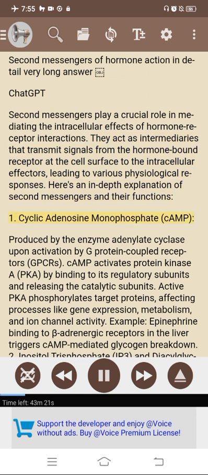1. Cyclic adenosine monophosphate (cAMP). Produced by the enzyme adenylate cyclase upon activation by G-protein coupled receptors (GPCRs). cAMP activates protein kinase A (PKA) by binding to its regulatory subunits and releasing the catalytic subunits. Active PKA phosphorylates target proteins, affecting processes like gene expression, metabolism, and ion channel activity. Example: epinephrine binding to beta-adrenergic receptors in the liver triggers cAMP-mediated glycogen breakdown.